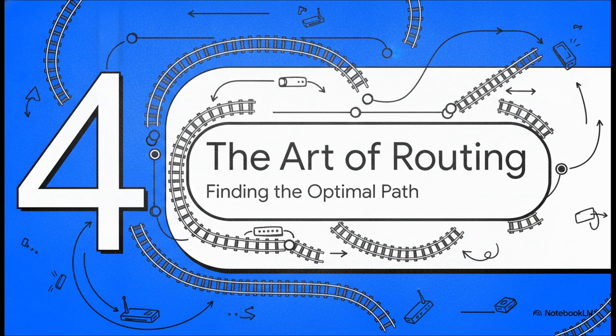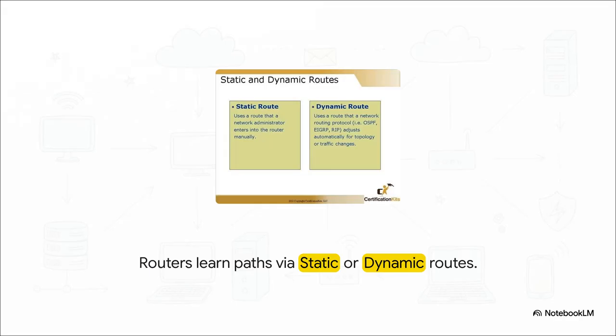The art of routing, finding the optimal path. Okay, so the crucial point here is that routers essentially learn these paths in one of two ways. First up, we have static routes. This is where a human network administrator physically types the exact path into the router. It's completely manual. Then on the flip side, we have dynamic routes. This approach uses clever protocols like OSPF or EIGRP that allow routers to actually talk to each other. They can automatically adjust to topology changes or link failures without any human intervention whatsoever.